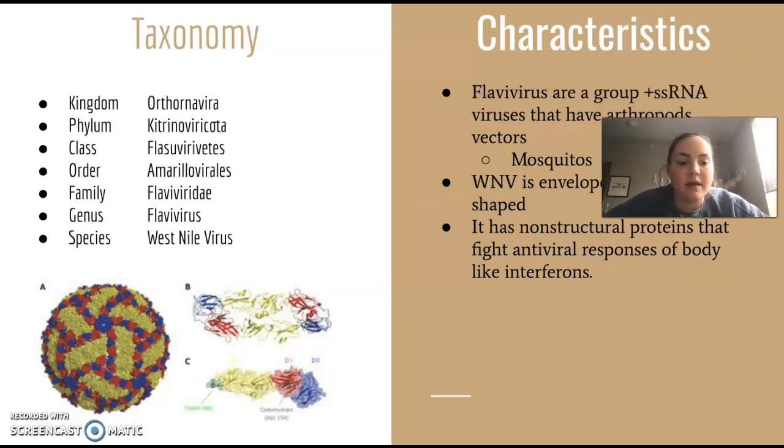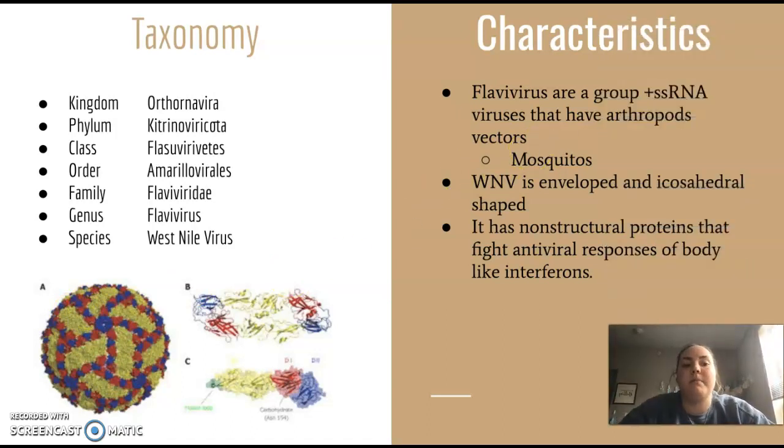So this group of viruses are positive single-strand RNA viruses that have arthropod vectors, primarily in this case mosquitoes. West Nile is an enveloped and icosahedral shaped virus. It has non-structural proteins that fight antiviral responses of the body, such as interferons.